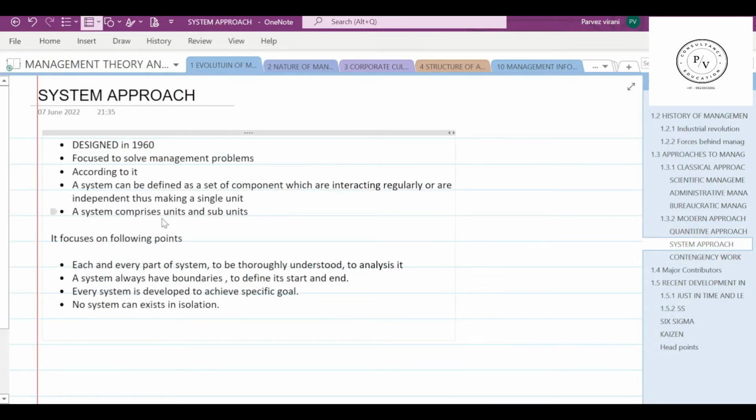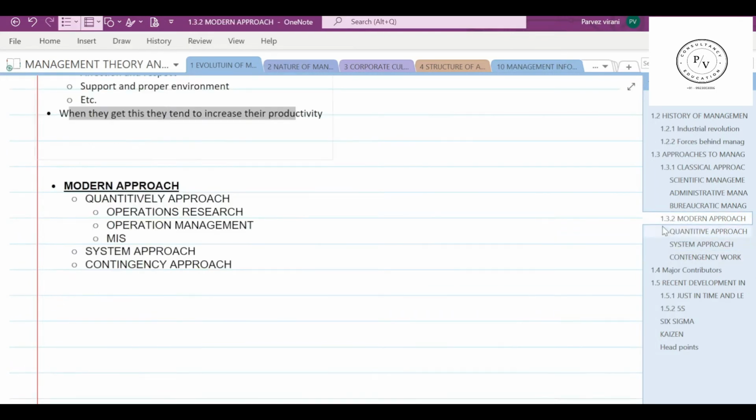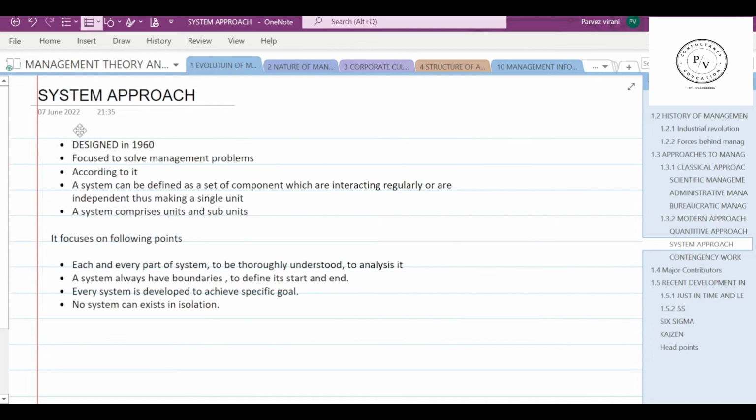System approach. Okay, तो हमारे पास क्या थे यहाँ पे मॉडर्न वर्ड्स के अंदर क्वांटिटेटिव अप्रोच, सिस्टम अप्रोच, कंटिजेंसी अप्रोच. तो अभी आते हैं हम सिस्टम अप्रोच पे. So system approach was designed in 1960, focused to solve management problems. According to it, a system can be defined as a set of components which are interacting regularly and independently, thus making a single unit. A system comprises of units and subunits.